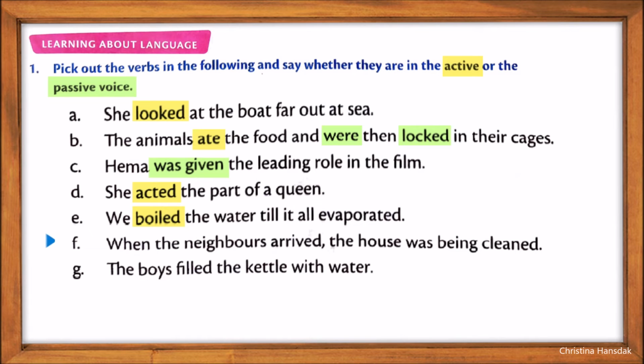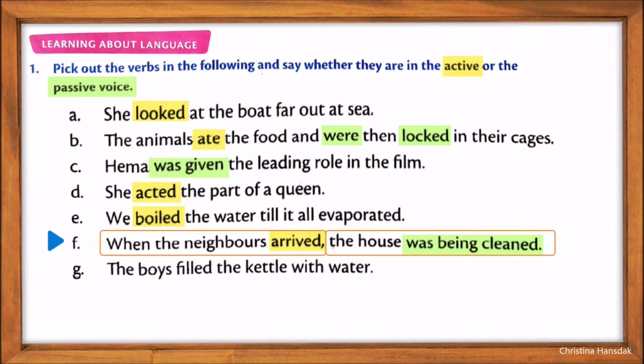Now, next sentence. Sentence number F. What is given? When the neighbors arrived, the house was being cleaned. In this sentence, we have two parts. First is when the neighbors arrived, and second is the house was being cleaned. So students, in this sentence, we will get two verbs. First is arrived and second is was being cleaned.